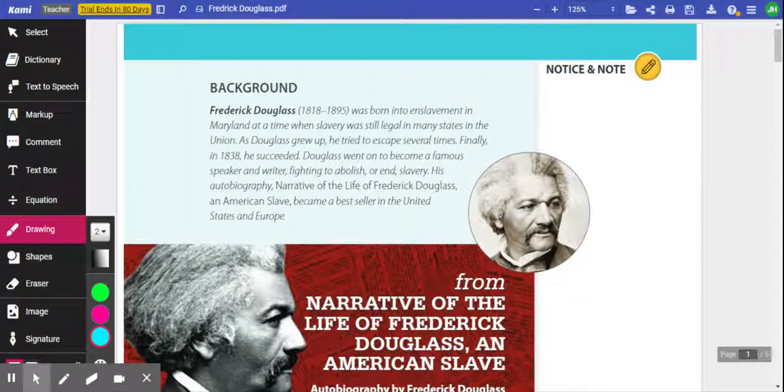Today we are going to read an excerpt from the Narrative of the Life of Frederick Douglass. And before we start, there's some background information on him. You just watched that video, and here's some additional info that was not included in the video.